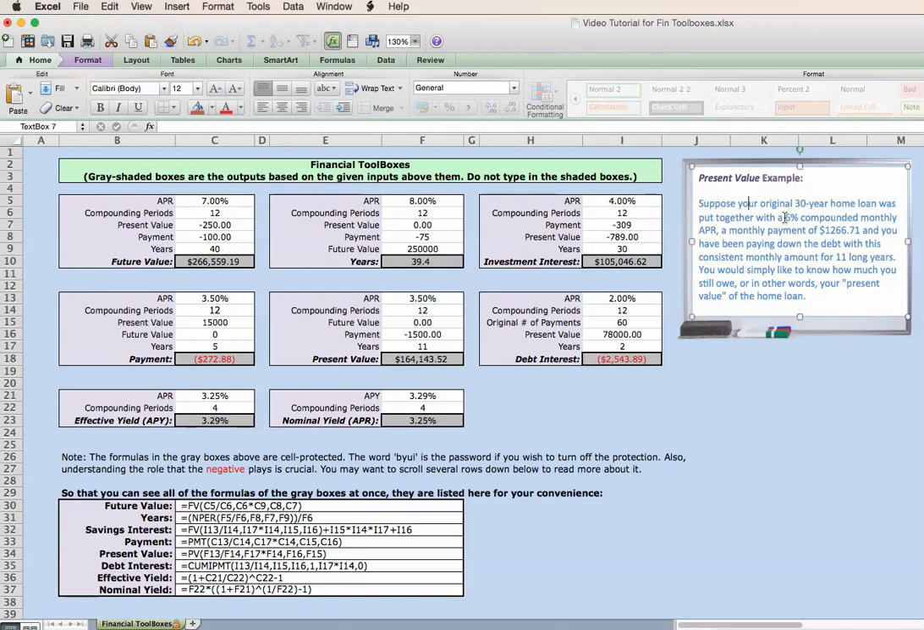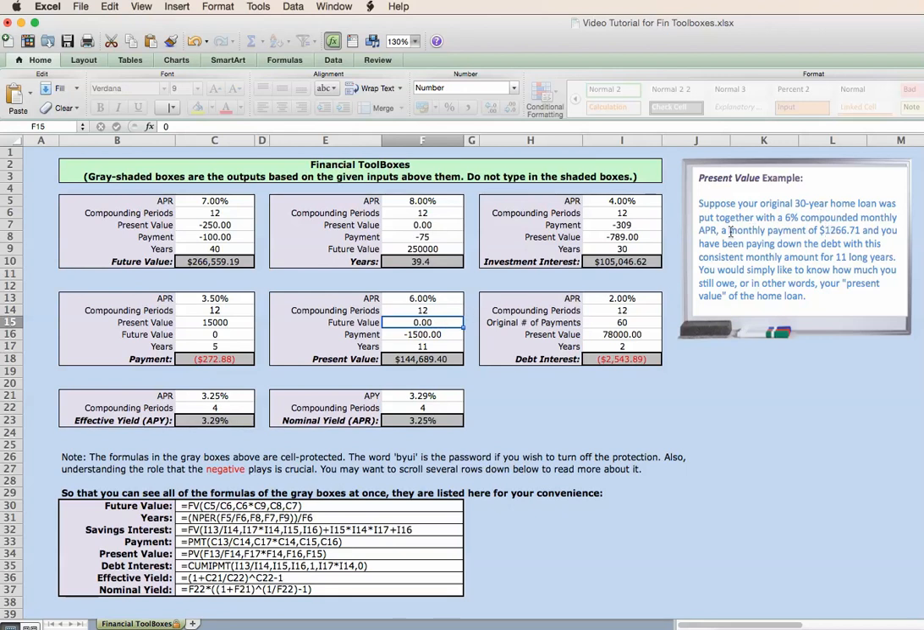So here we go. Suppose your original 30-year home loan was put together with a 6% compounded monthly APR. All right, so obviously 6% is going to go into this toolbox. And the future value, remember when you pay your debt down, you're trying to get it down to zero. In fact, you're trying to bring it to death, as they say. And this is a great reason we call it a mortgage, because the mort, M-O-R-T, prefix in the word deals with death. So we're bringing the loan to death, meaning a zero balance.